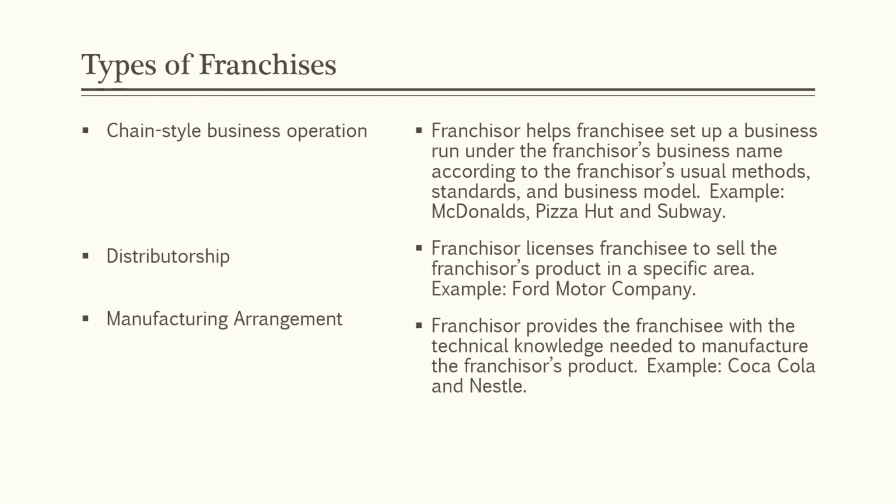Then there is the distributorship. In this type of franchise, the franchisor licenses the franchisee to sell the franchisor's product in a specific area. For example, Ford Motor Company is a distributorship type of franchise where they allow car dealerships to sell their cars in certain areas. Then there is the manufacturing arrangement.